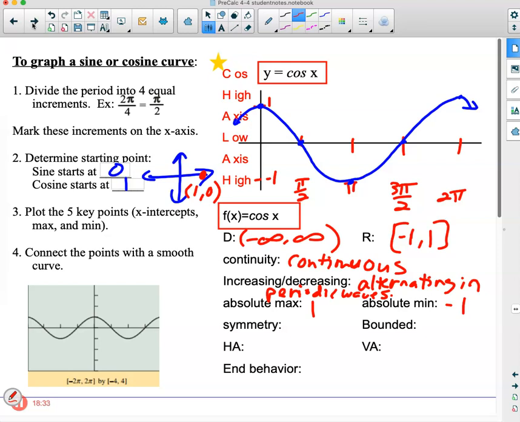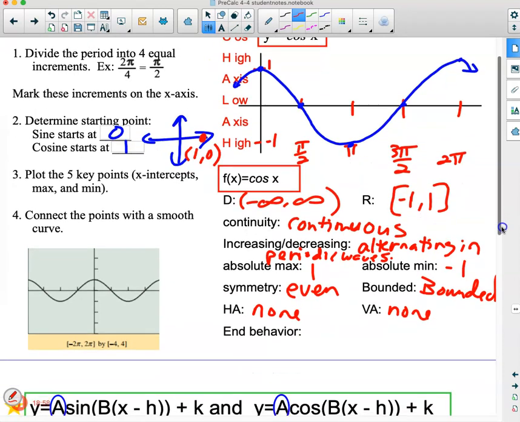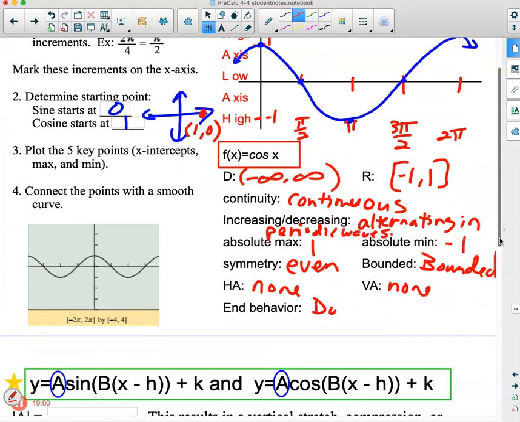Symmetry is different though. This one, if we take what's on the right side of the y-axis and we reflect it over, it's going to match. This is even. It's bounded. No horizontal asymptotes, no vertical asymptotes. And again, while the end behavior does not exist, we give a little more detail and say it oscillates between negative 1 and 1.